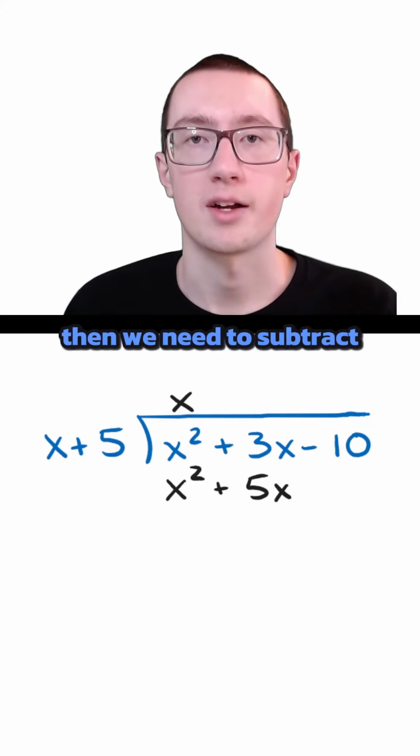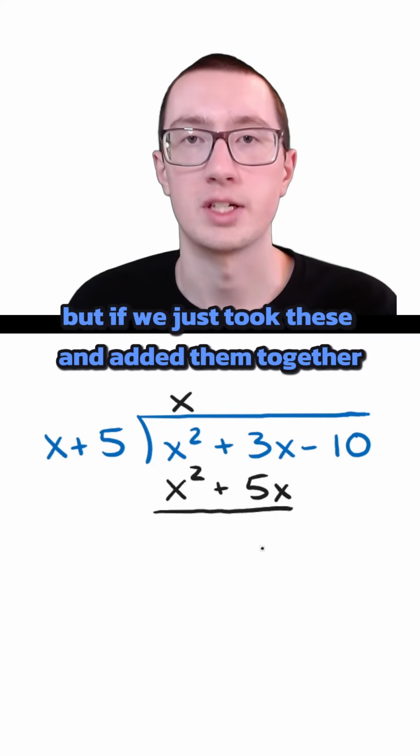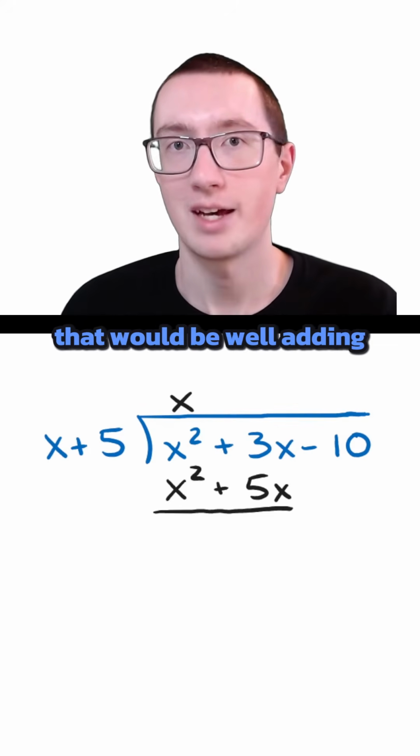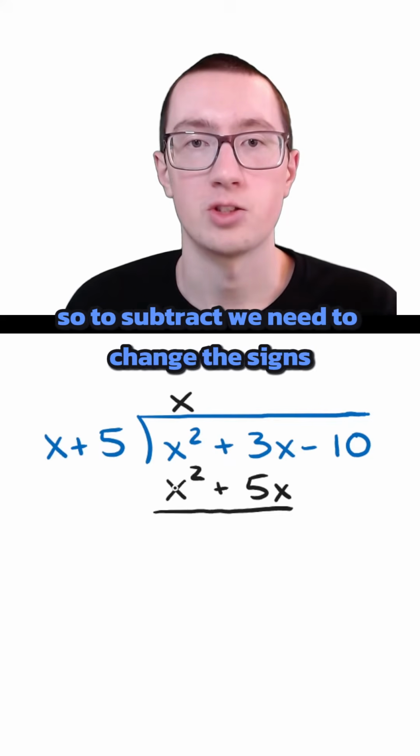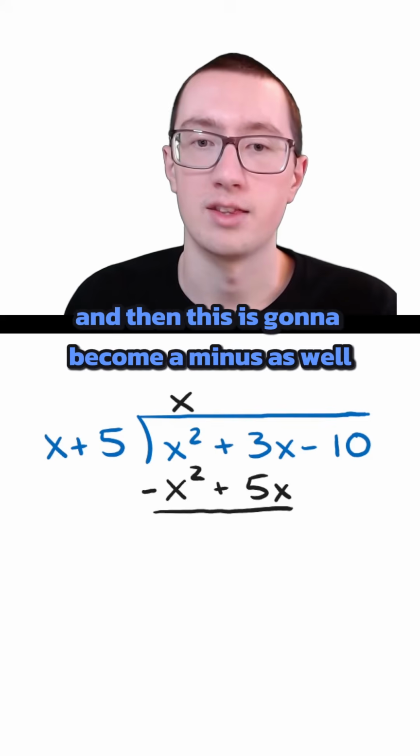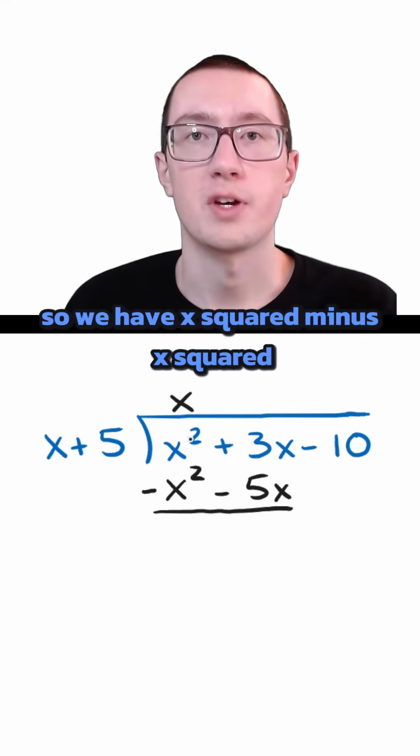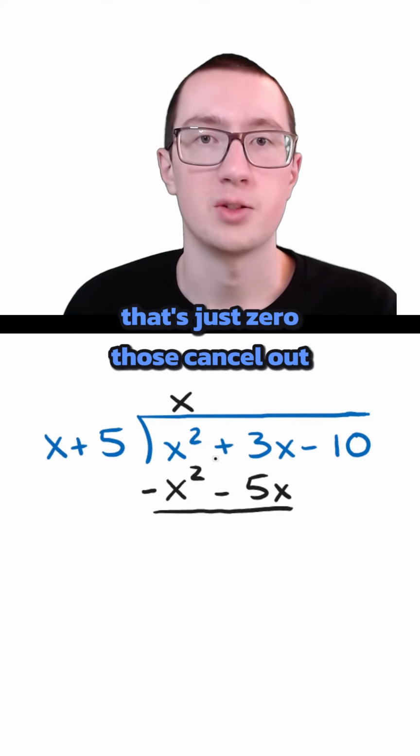Then we need to subtract, but if we just took these and added them together, that would be, well, adding. So to subtract, we need to change the signs. So this is going to become a minus, and then this is going to become a minus as well. So we have x squared minus x squared, that's just 0, those cancel out.